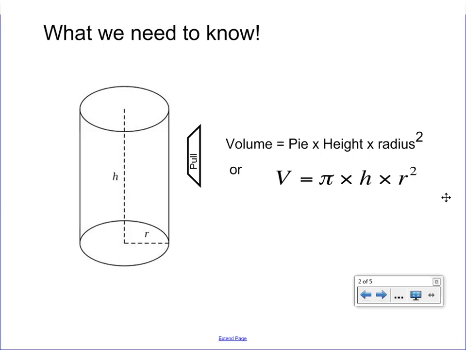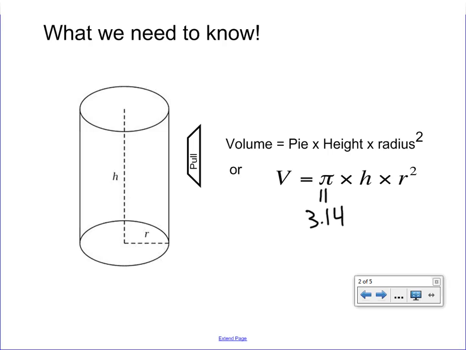Us mathematicians are lazy, so we write it as V is equal to pi, that's a Greek symbol for pi, times h times r squared. There's a pi button on your calculator, but if you don't have it, you can use 3.14. That's a rough estimate. It does go on for much longer, but for our purposes you can use 3.14 and still get the right answer.